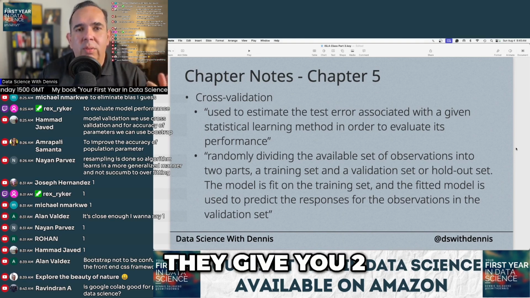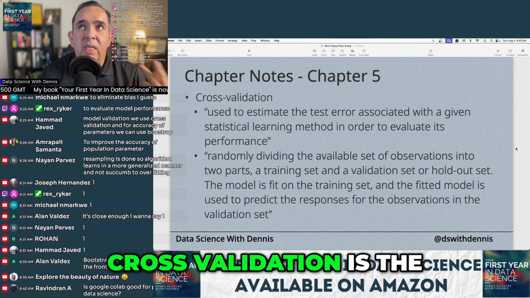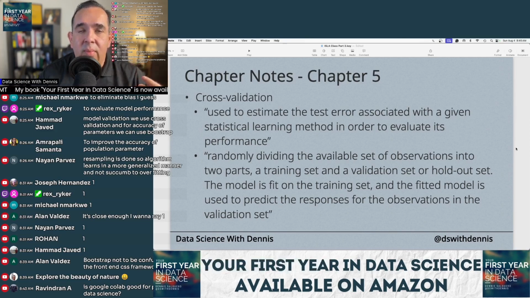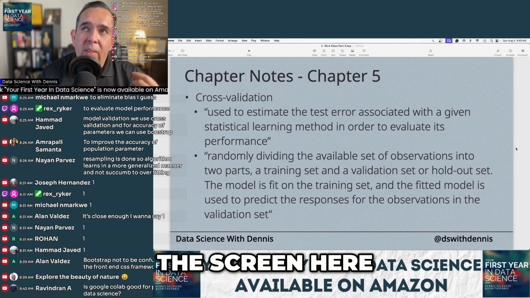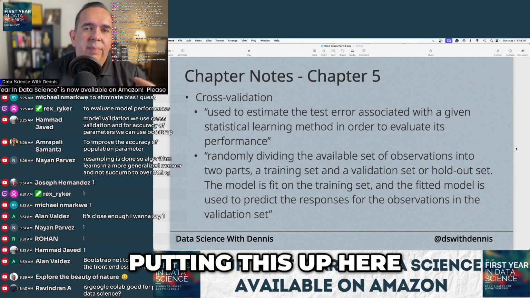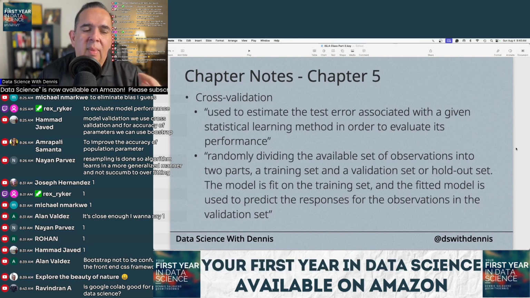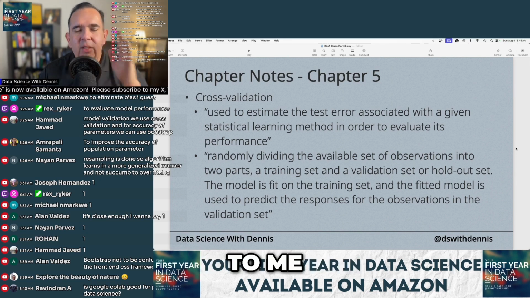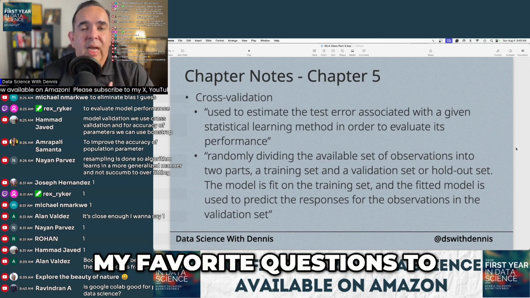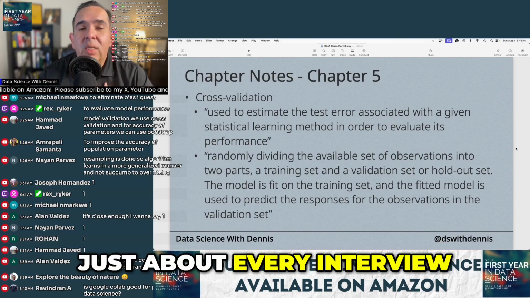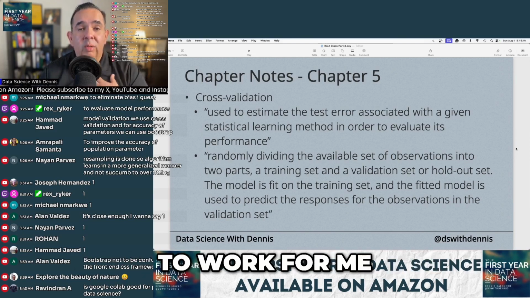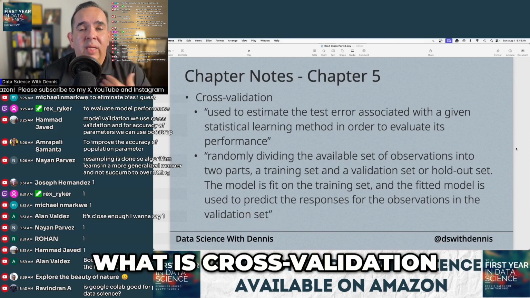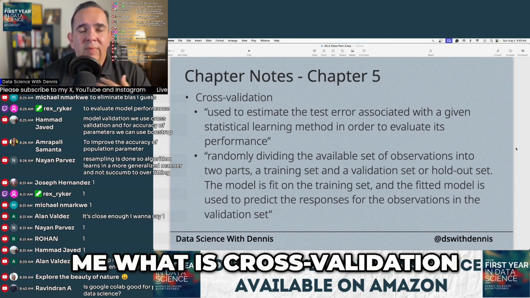They give you two ways to do this, right? Cross-validation is the first one. And I'm going to put this up on the screen here. The reason I'm putting this up here is because, well, let me take a step back. To me, this is one of my favorite questions to ask in an interview. I ask this in just about every interview that I run. So if you want to work for me, I will ask you, what is cross-validation? Can you please tell me what is cross-validation and why does it exist?